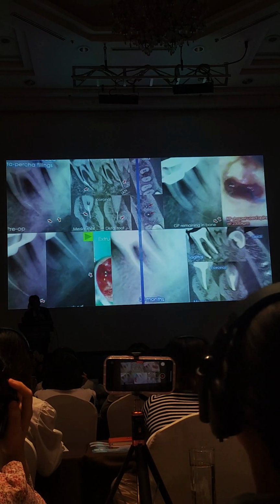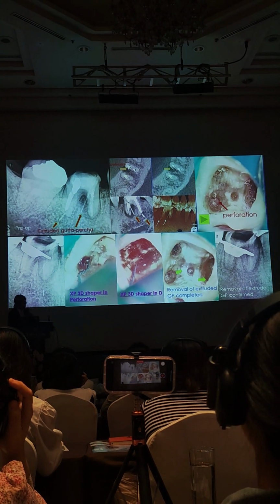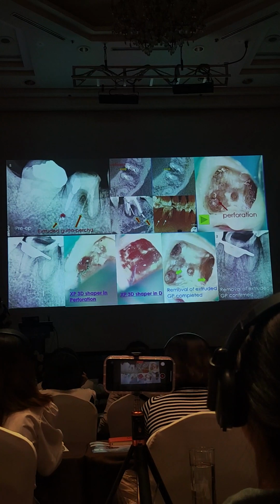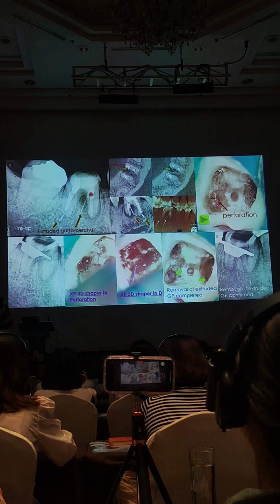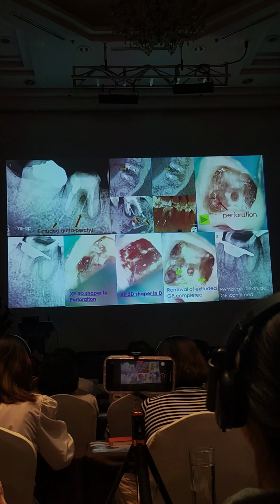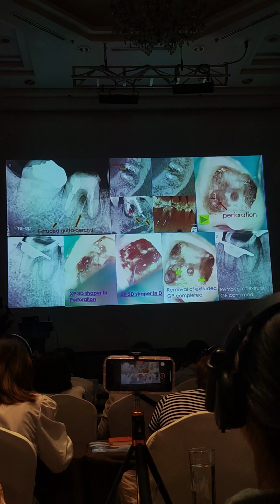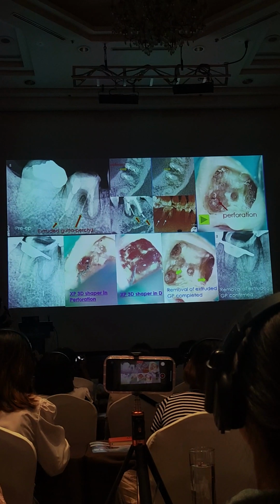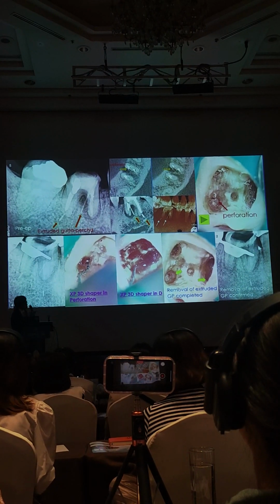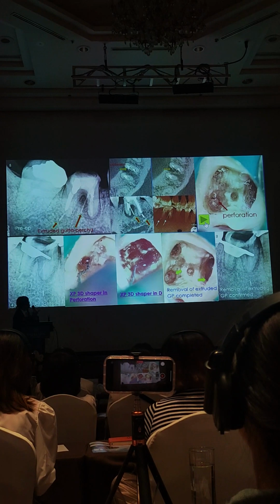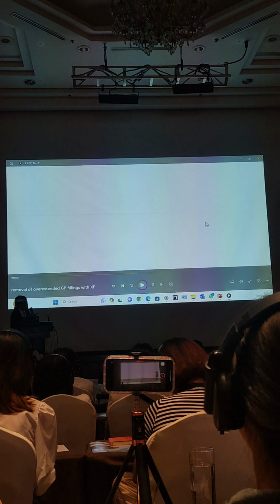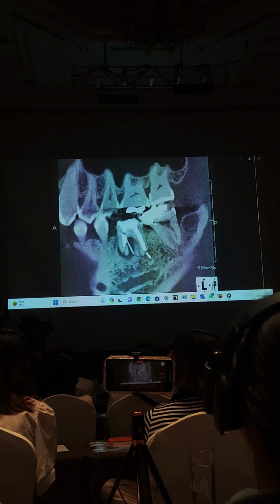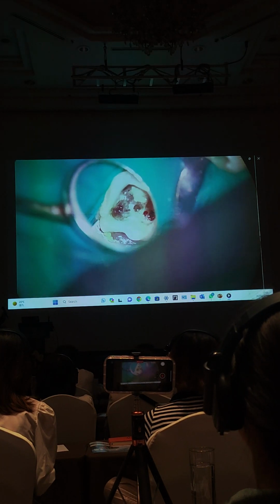So this is another case. So as you can see, gutta-percha fillings are already extruded from the root end, also from the perforation here. So I made a treatment plan based on the finding from the CBCT. Then I did the same. So let me quickly show you the video here. So you must make an accurate diagnosis followed by the treatment planning.